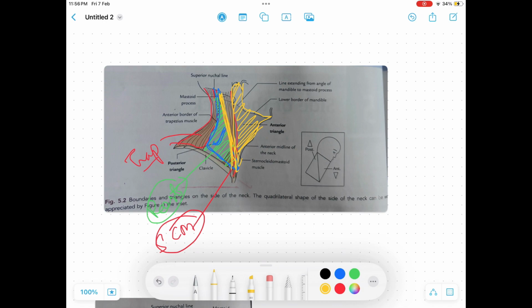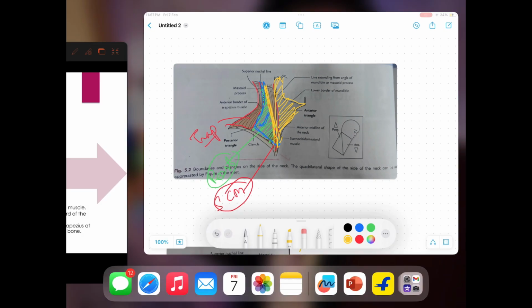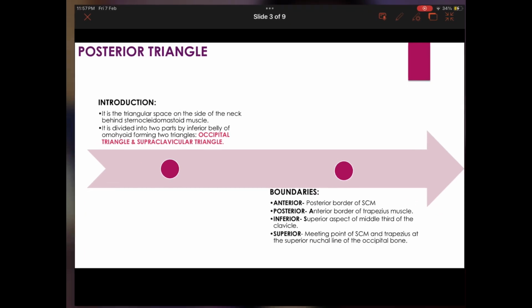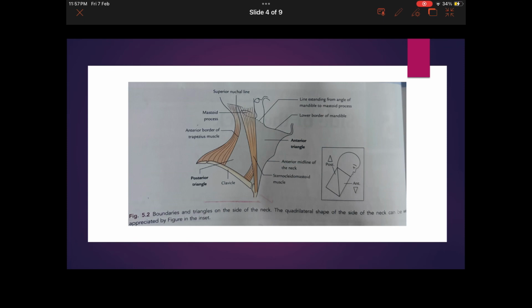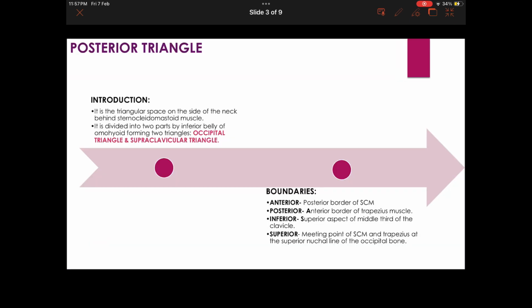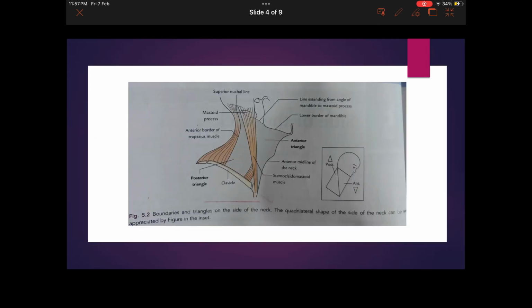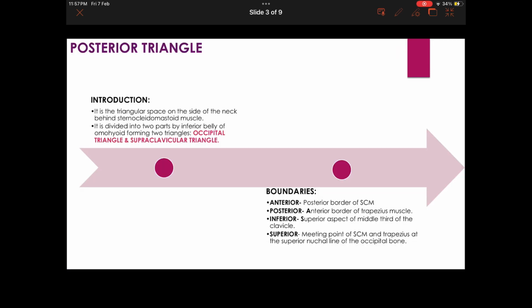Now let's see posterior. As you can see in the figure, the anterior border of trapezius muscle forms the posterior boundary of posterior triangle. Okay. Now inferior, superior aspect of middle third of the clavicle. Just look into the figure as you can appreciate the clavicle bone. So the inferior boundary is formed by the superior aspect of middle third of the clavicle.